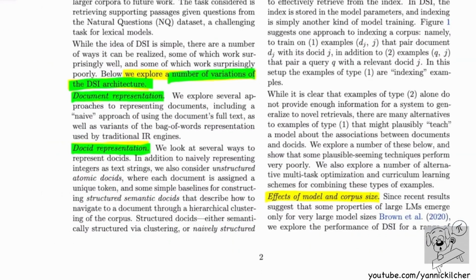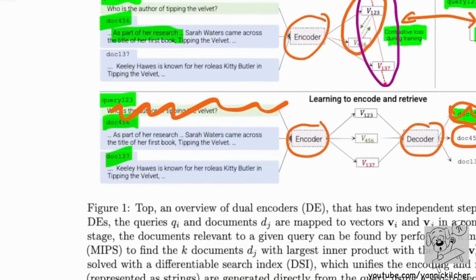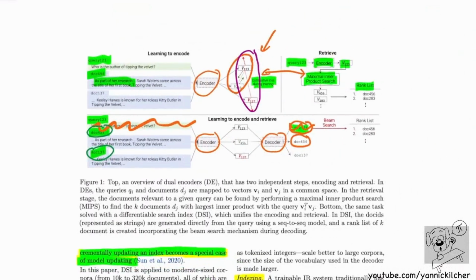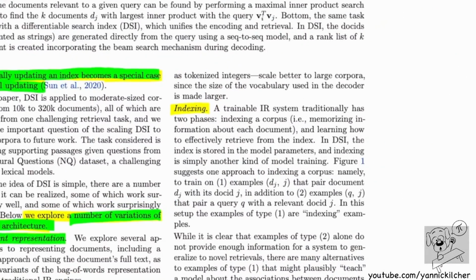The data sets usually just have some unique identifier per document. In this case, it's doc 137, and here it's doc 456. If we do this as a sequence-to-sequence task, maybe we can do something smarter. Maybe we can give the document IDs some sort of hierarchical notion. They investigate that too.